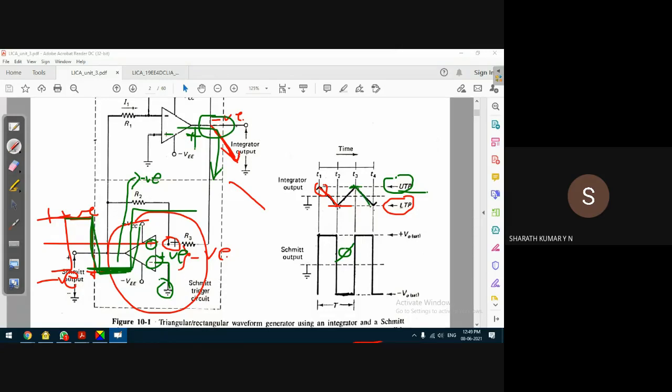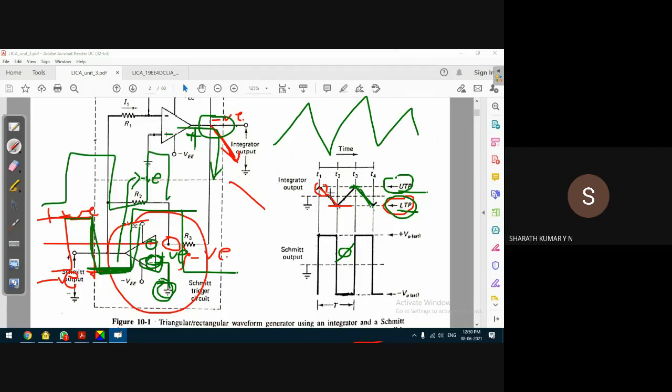When the output of the integrator is negative and reaches the lower triggering point, that means lower with respect to the reference voltage, which is 0 in this case, applied to the inverting input terminal, that is the ground terminal. When the voltage at the non-inverting input of the Schmitt-Trigger circuit is less than 0, that is, it has reached the lower triggering point, the output of the Schmitt-Trigger circuit will go from positive to negative saturation. That's what it is. So thereby the integrator output generates a triangular waveform, and the output of the Schmitt-Trigger circuit is a square waveform.